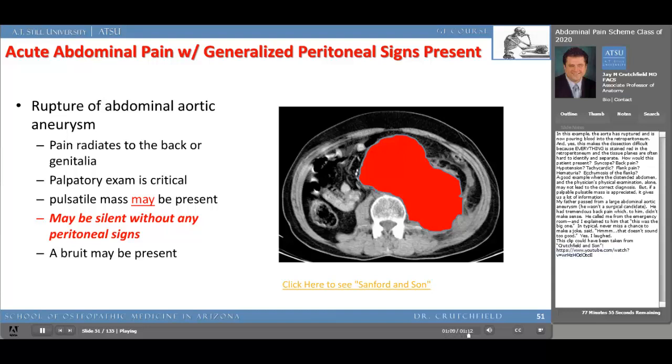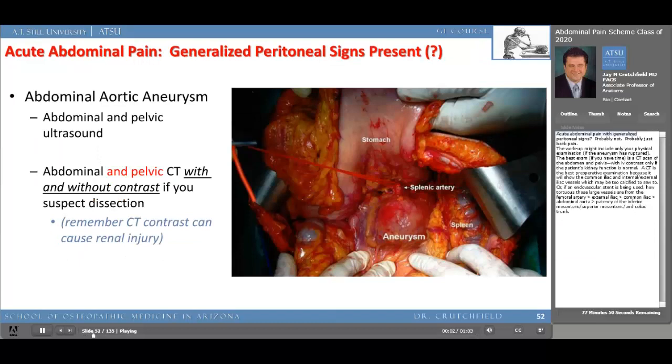A CT scan is the best preoperative examination because it will show the common iliac and the internal and external iliac vessels, which may be too calcified to actually sew to. Or if an endovascular stent is being used, a CT scan will show just how tortuous those large vessels are, from the femoral artery back up to the external iliac, through the common iliac, abdominal aorta, and then to show us patency of the inferior mesenteric, superior mesenteric, and the celiac trunk.